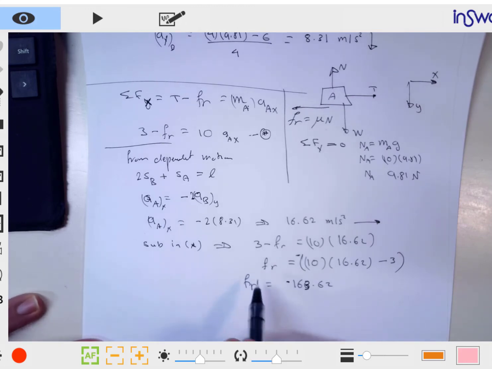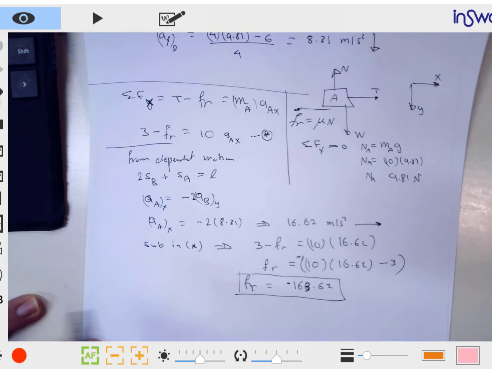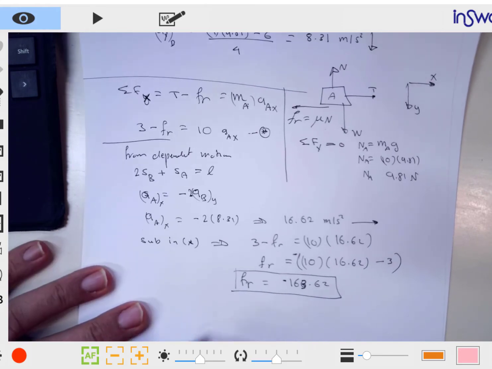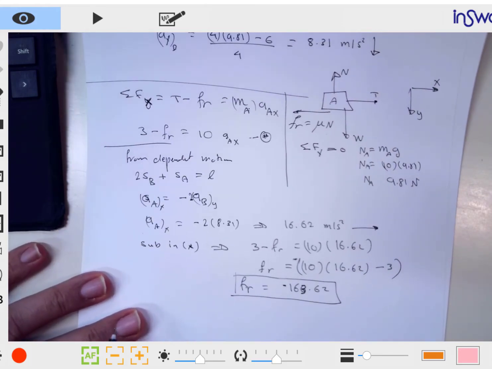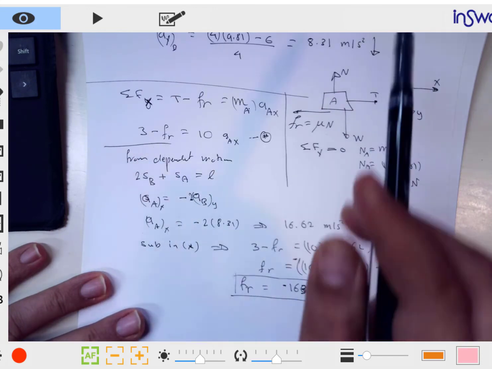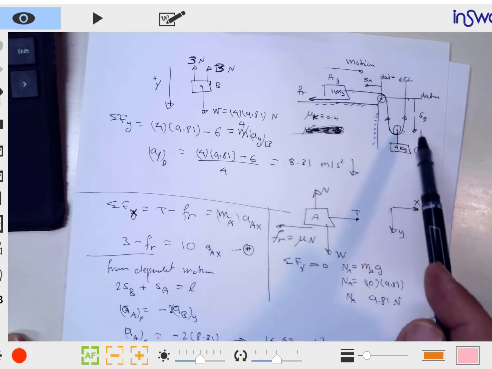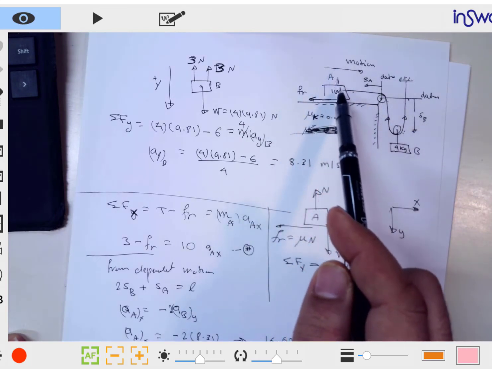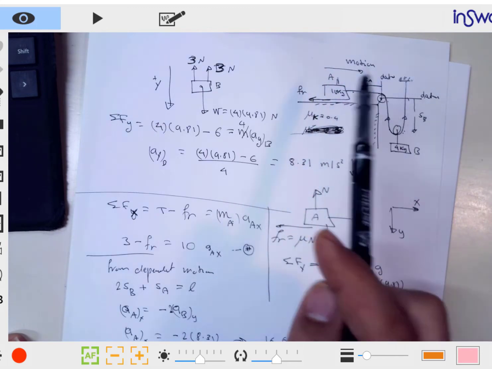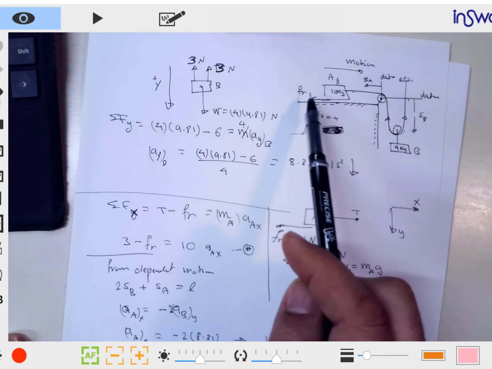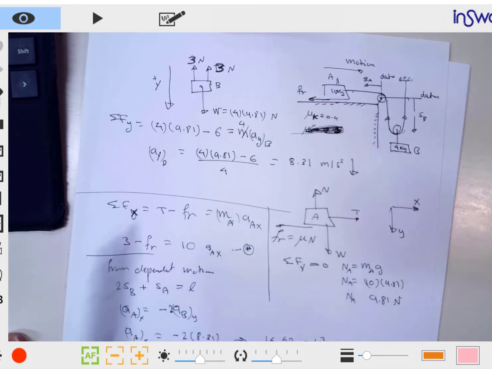Okay, so as you can see here, the friction force I got is a negative 163.6, which is impossible for many reasons. First of all, the negative means it is opposite to the direction that was assumed, which is over here. I assumed it here, and this is because if this is going to go down, the motion of A should be to the right, and therefore the friction must be to the left. So this is the correct notation.